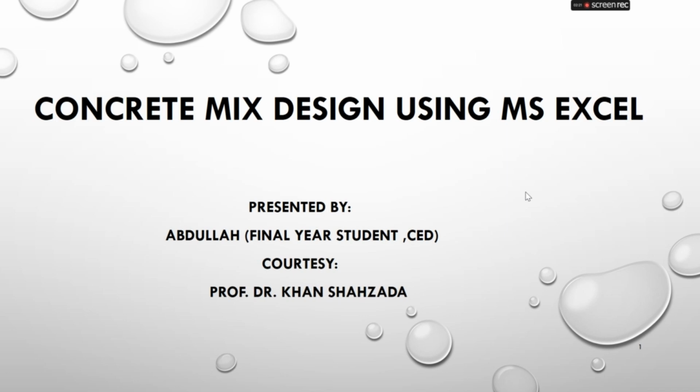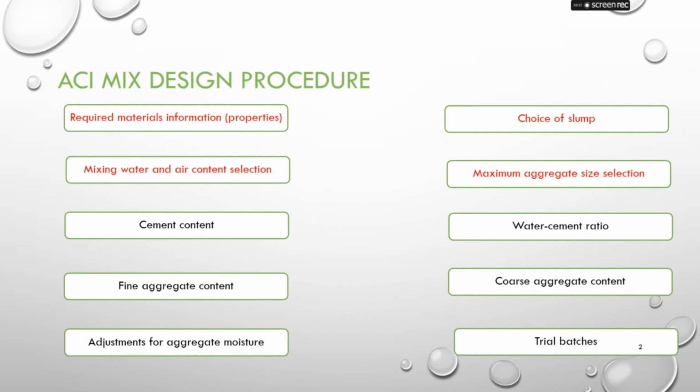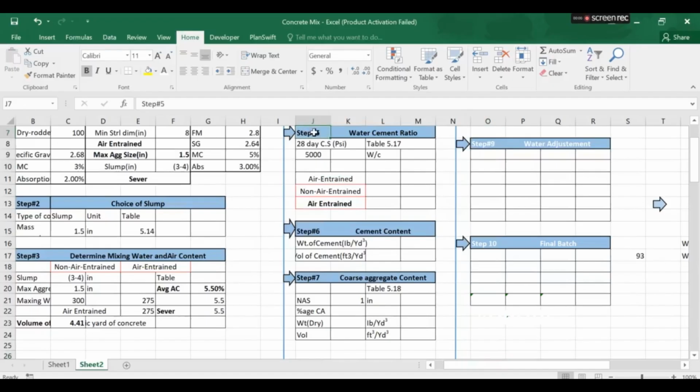My name is Abdullah and this is module number 3, which is the last module of the concrete mix design using Microsoft Excel series. In the first two modules, we have covered the first 4 steps of the ACI mix design procedure, and in this module we will be covering the remaining 6 steps of the ACI mix design procedure. Now I will just open Microsoft Excel.